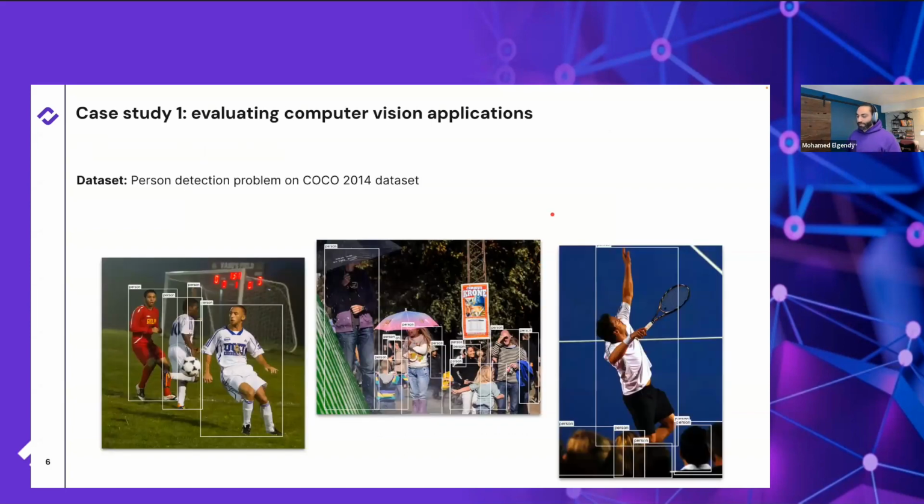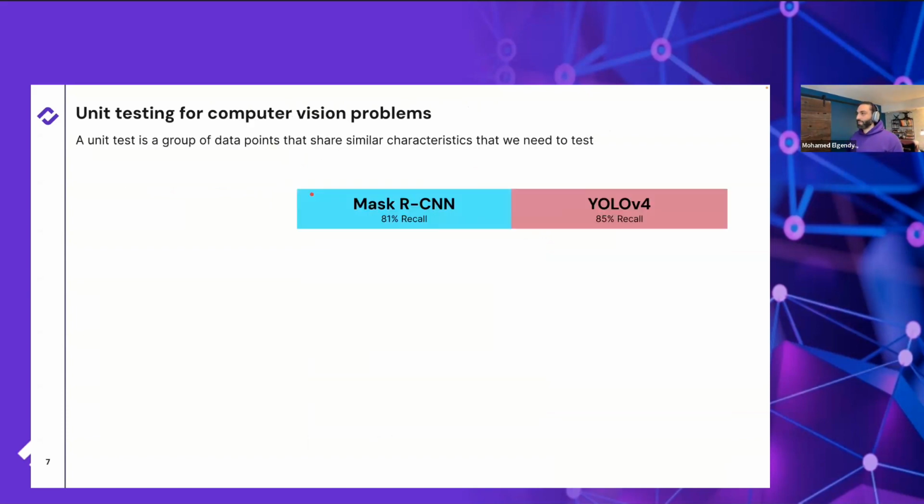So we ran two case studies here that we're going to present to you guys. One on the computer vision side and the other one on the LLM side, just to capture most of the interesting use cases that people are asking about. The first one, we're looking at a case study where we're developing a computer vision model that detects persons, and we tested that on the COCO 2014 data set.